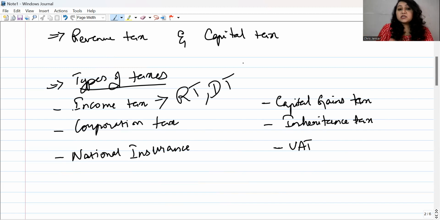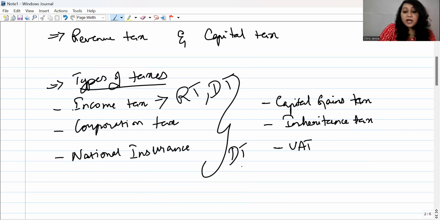Then comes your corporation tax. This is the tax payable by companies or organizations on their revenue. And national insurance, this is the tax contribution by individuals and the corporations in the UK. So the employers and employees contribute towards national insurance contributions. Employers normally collect this through payroll deductions. Okay, so these are all direct taxes as well as revenue taxes.